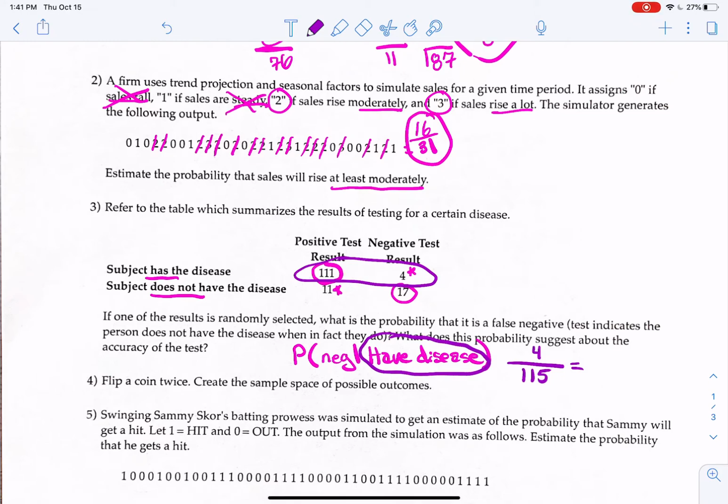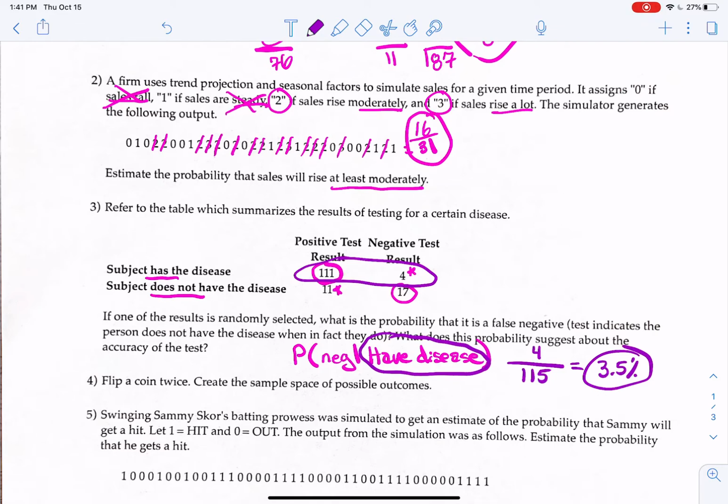If I convert that to a decimal, 4 divided by 115 is approximately 3.5%. So 3.5% of the people who have the disease will test negative for it, which is unfortunate because those people are not going to get the treatment that they need. So what does this probability suggest about the accuracy of the test? We probably need to get a different test or run the test twice. So not good accuracy of that test.